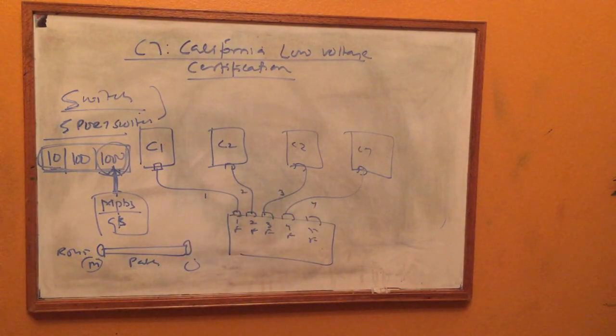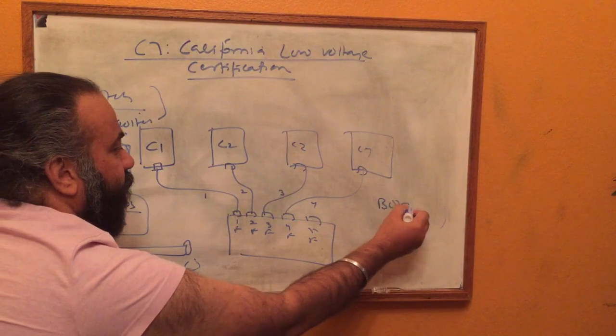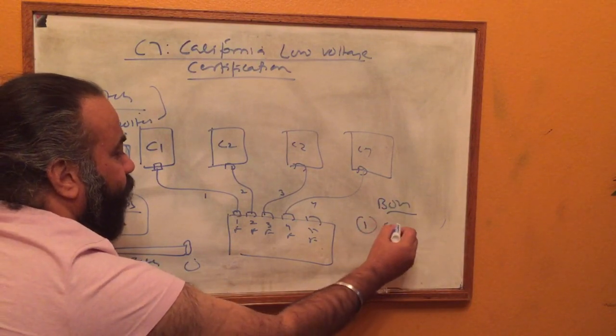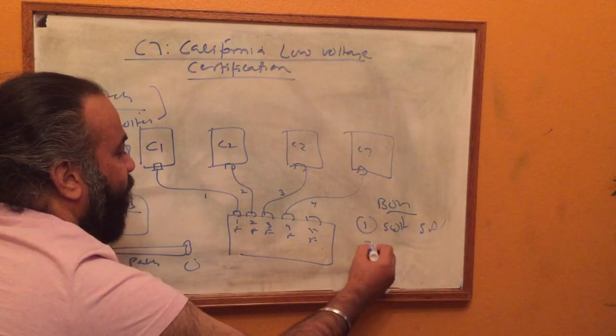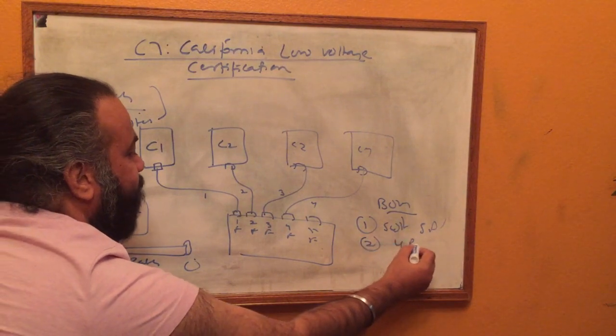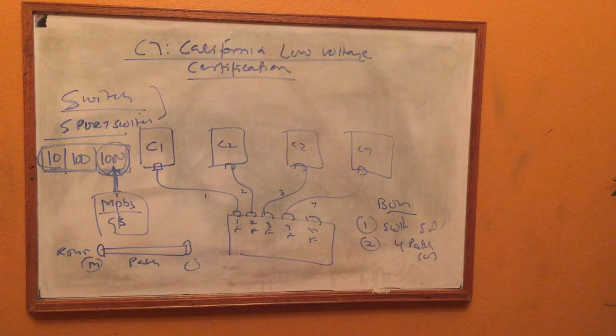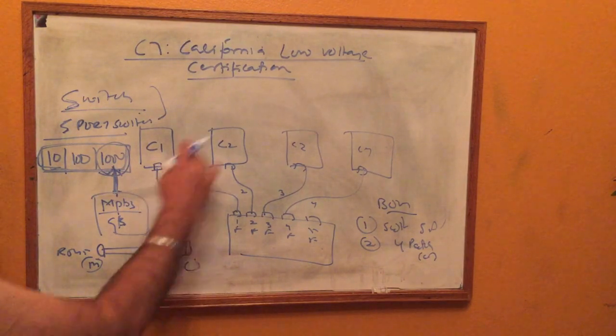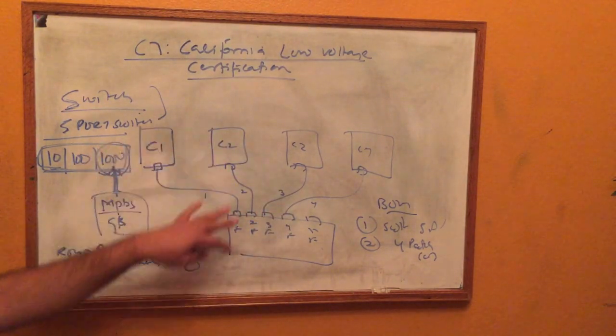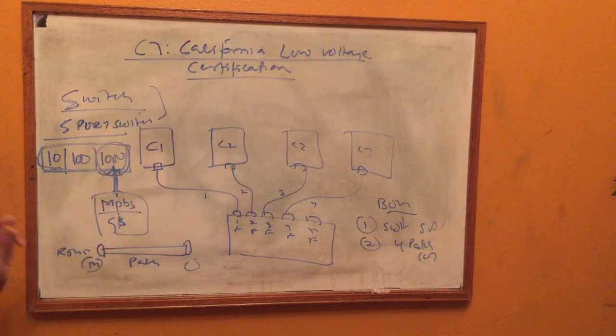If you try to create a bill of material, you will need 1 switch, a 5-port switch, and you will need 4 patch cords. This is how the physical connectivity will be done within the home. We are not talking about the internet so far.